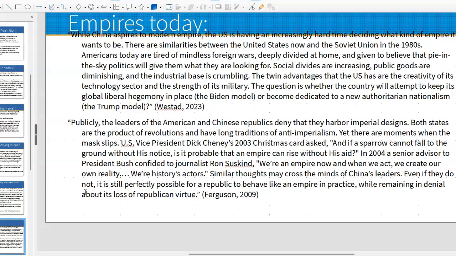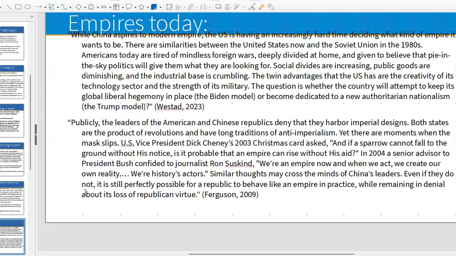From Ferguson, writing in hindsight of 2009, which is really kind of odd to be saying today: publicly the leaders of the American and Chinese republics deny that they harbor imperial designs. Both states are the product of revolutions and have long traditions of anti-imperialism. Yet there are moments when the mask slips. U.S. Vice President Dick Cheney's 2003 Christmas card asked, "And if a sparrow cannot fall to the ground without his notice, is it probable that an empire can rise without his aid?" And the his, of course, in this would be God.